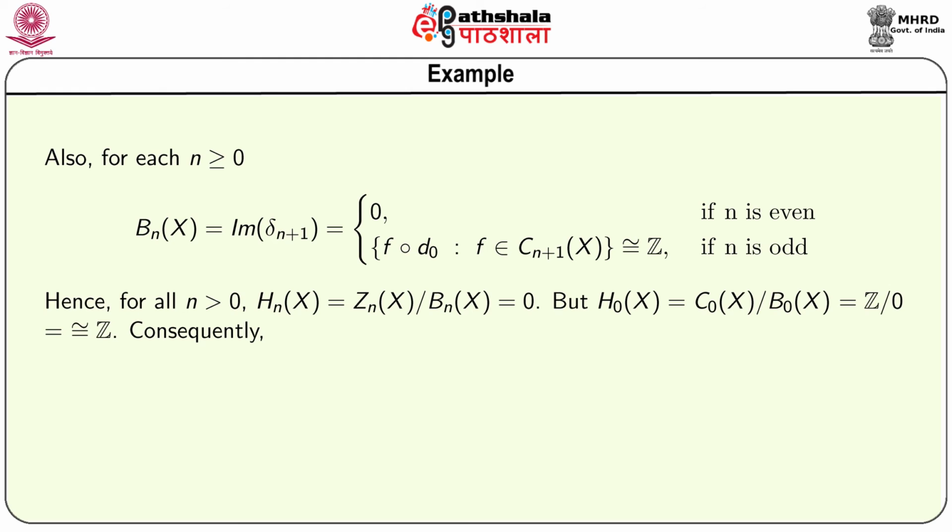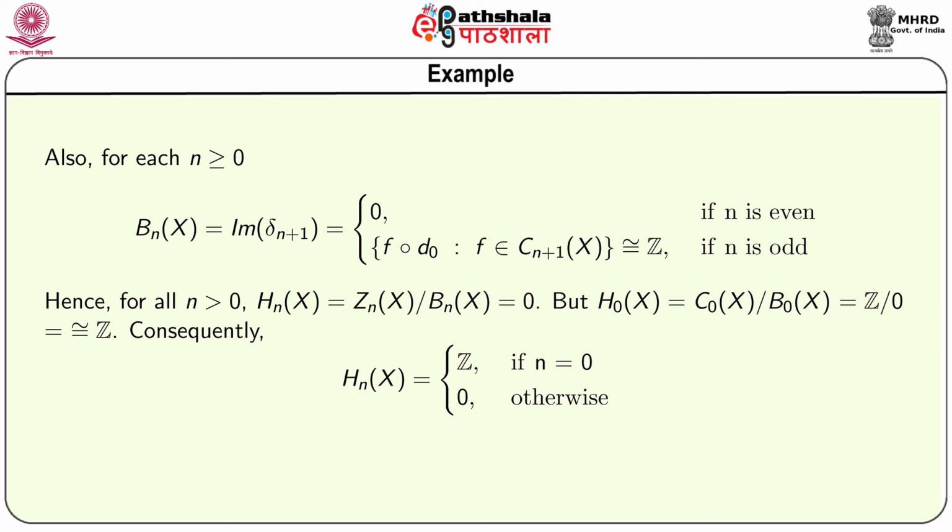Hence, for all n greater than 0, H_n(X) is the quotient group Z_n(X) by B_n(X), and that is equal to 0, that is the trivial group, but H_0(X) is equal to C_0(X) by B_0(X), which is Z by 0, the quotient group is isomorphic to Z.